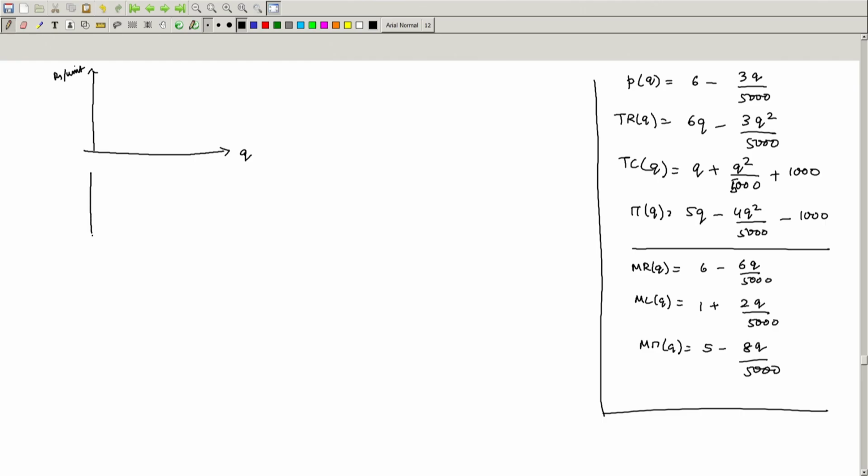On the graph below, I want to plot the total revenue and the total cost. These are in rupees. On the graph below, I want to plot the marginal revenue and the marginal cost. These are going to be in rupees per unit. And in the last graph, I am going to plot the profit.